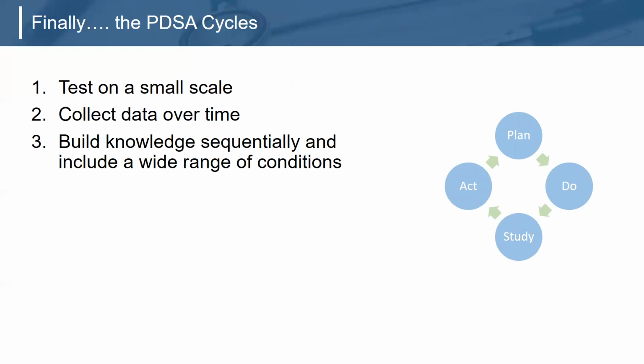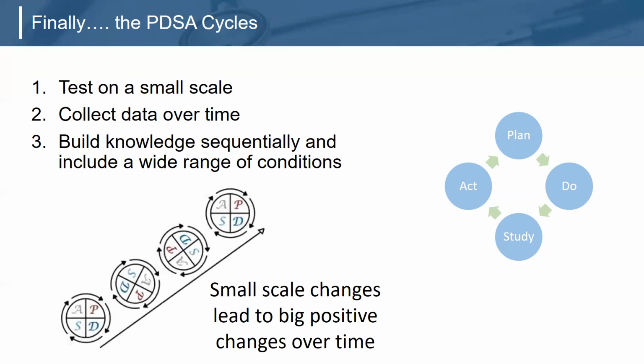So finally, those PDSA cycles. Plan, think about what you will try, do it, and on a small scale, maybe one patient, maybe one shift, study it, collect the data, and then act, review the data, tweak the idea, and try it again. Why do we have to do it multiple times? Because we don't know if it will work, how it will work, when it won't work, how it will affect other parts of the system.